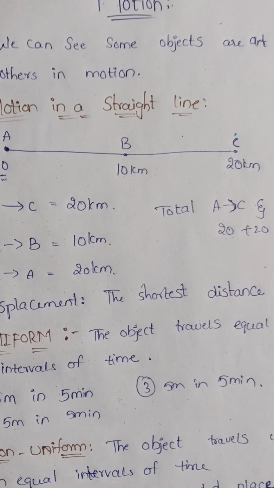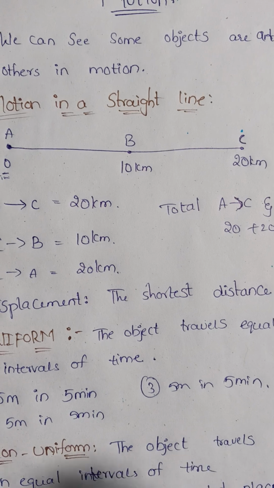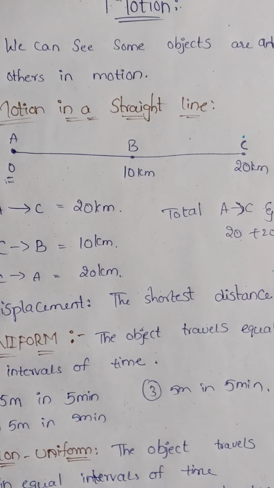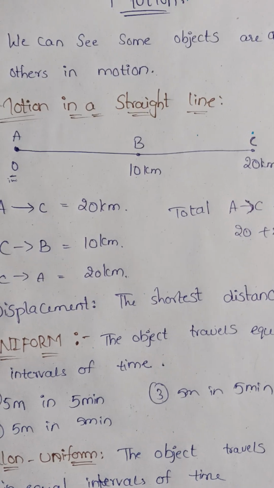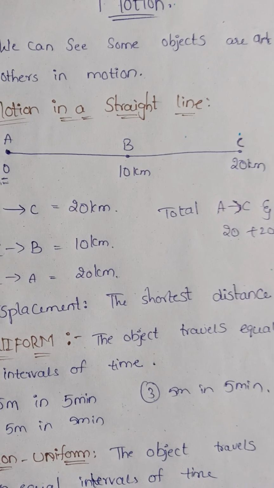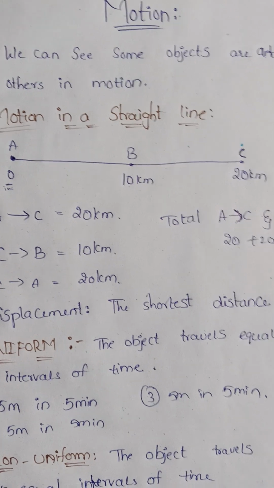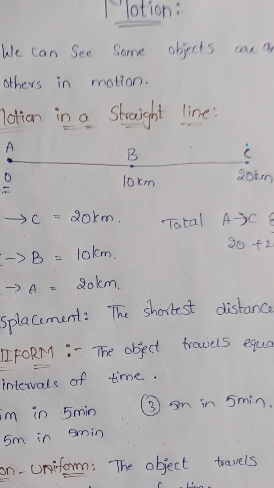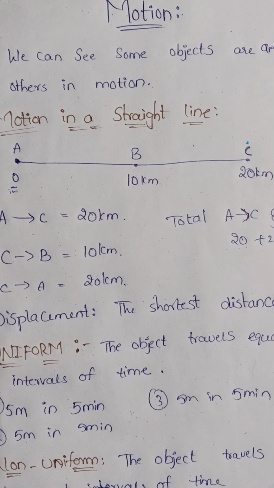If you are in a bus, with respect to your co-passenger, you are in rest position. And with respect to a person outside, you are in a moving position, right? According to you only, the rest and the motion are to be considered. So a reference point is important while considering the motion. While calculating the motion, the reference point is a must.